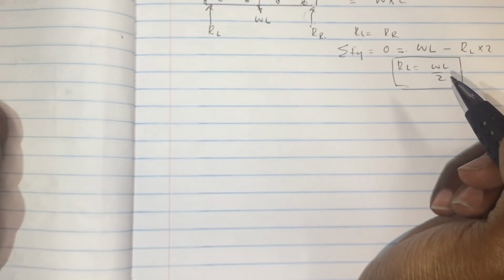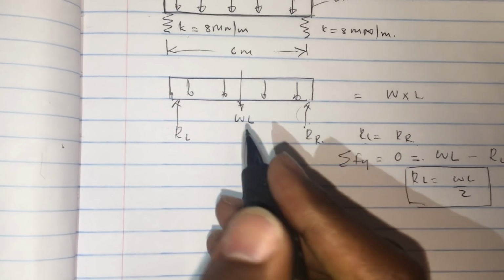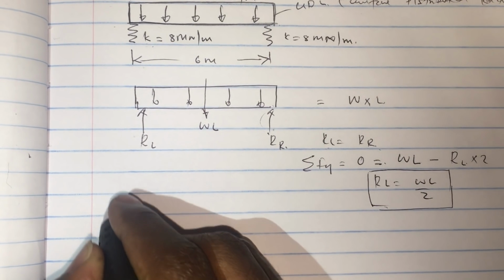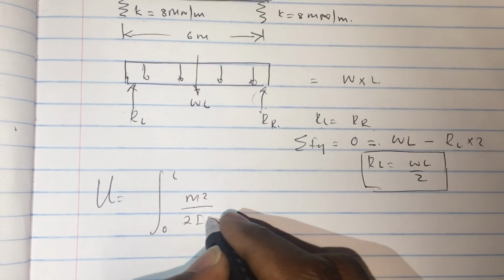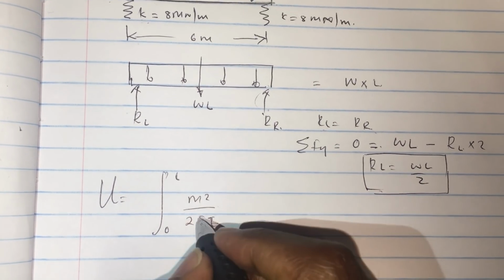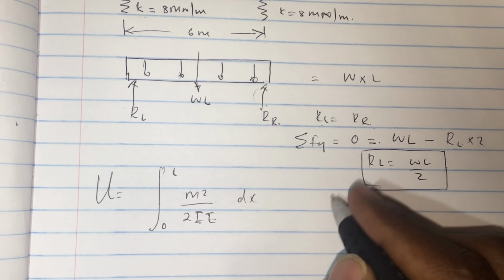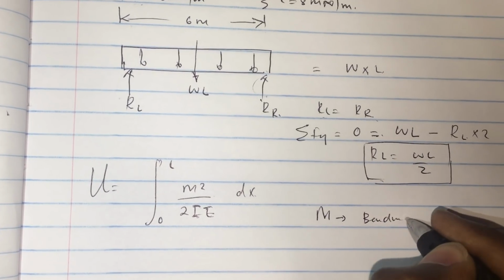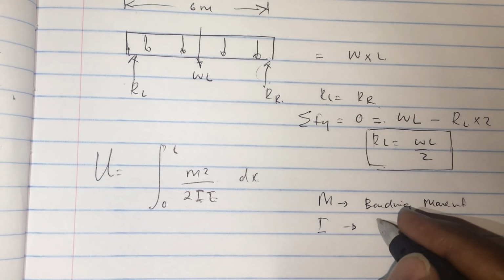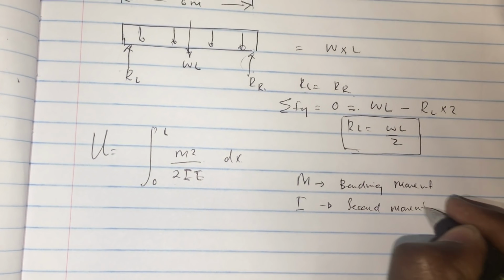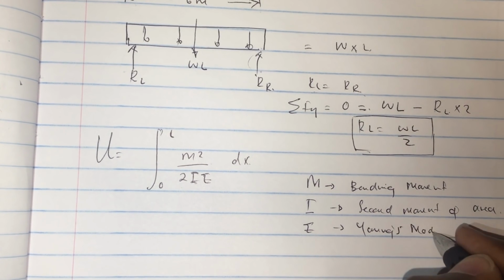All right. Now let's find the bending moment. Remember, to find the strain energy within this UDL, the equation goes like this: strain energy is equal to the integral from 0 to L of M squared over 2EI dx, with M being the bending moment, I being the second moment of area, and E being the Young's modulus.